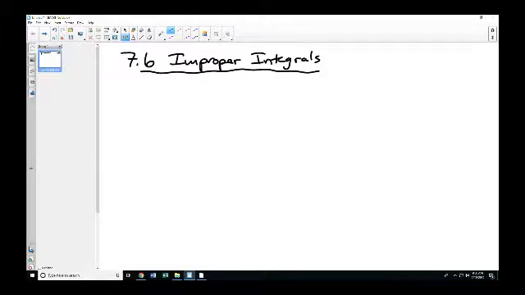Improper integrals is not a new integration technique. Okay, there's nothing new like u-dv, all that integration by parts stuff. What it is, is understanding the infinite a little better, and being able to calculate the area under a curve for functions that continue on to infinity. Okay, so you're going to see something like this.